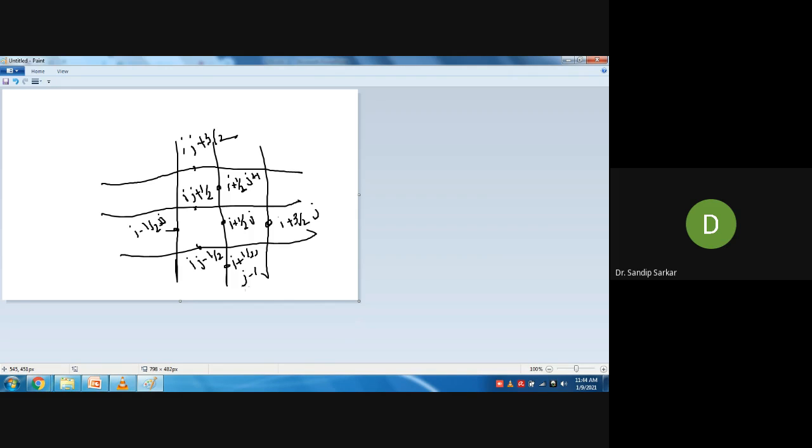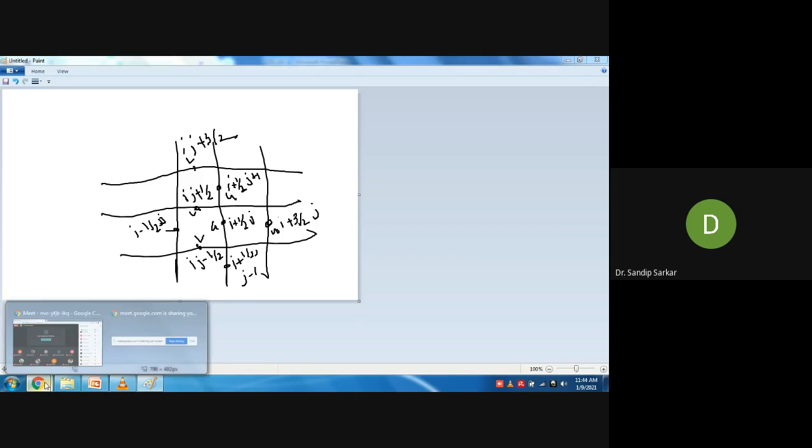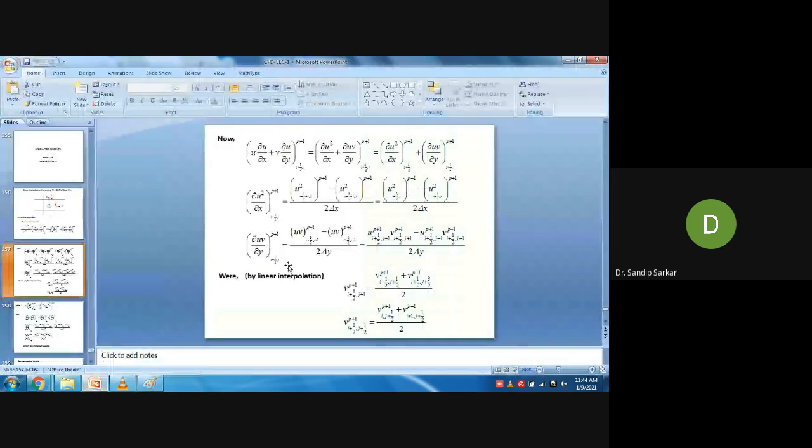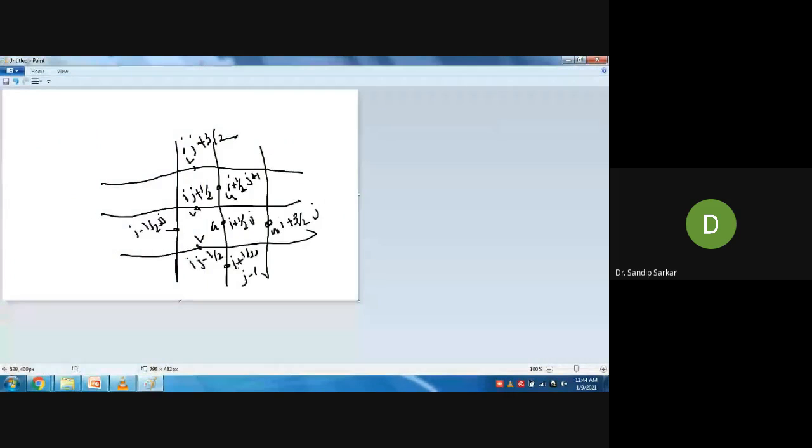Fine? Clear? So these are all the defined points. These are the points where V is defined, and these are the points where U is defined. These are the U points, these are the V points. Now let us check one by one. So u(i plus half, j plus 1), is that defined?